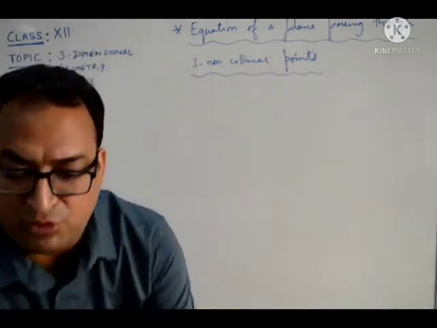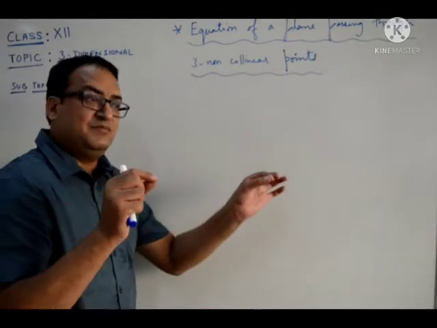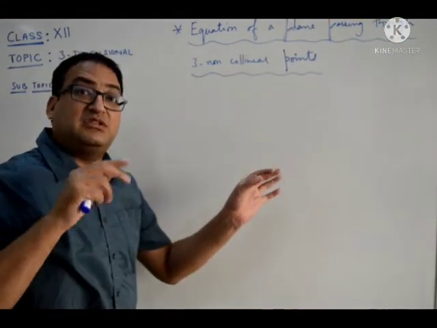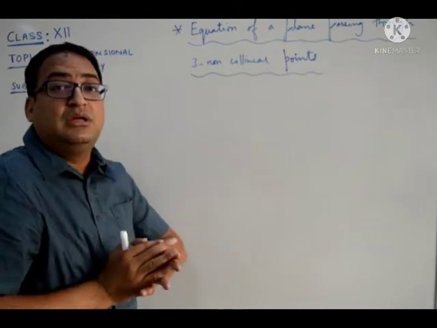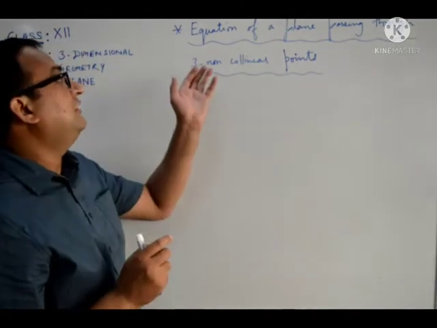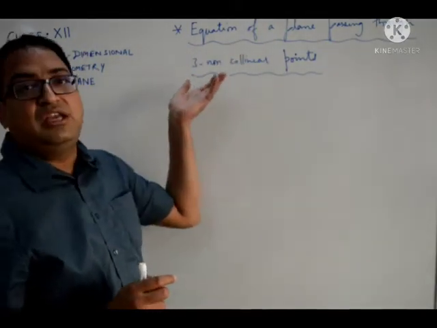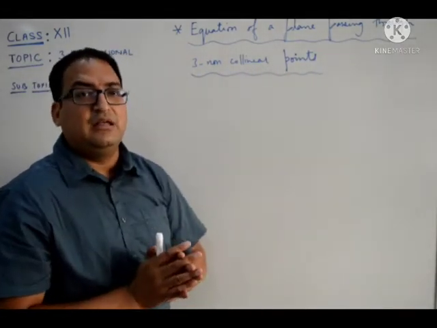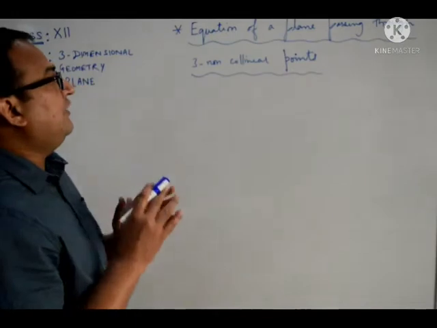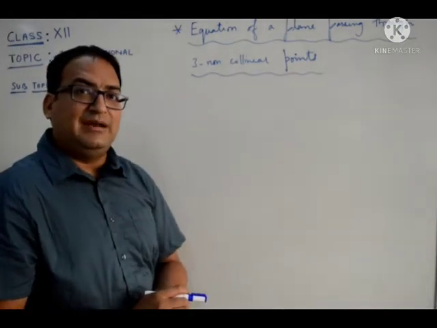But if we have, say, just imagine these 2 points and this point, 3 points in space which are not collinear, then we have a unique plane passing through 3 non-collinear points. So that is why we must have 3 points which are non-collinear. They must not lie on the same straight line. So we will now try to find the equation of such a plane.